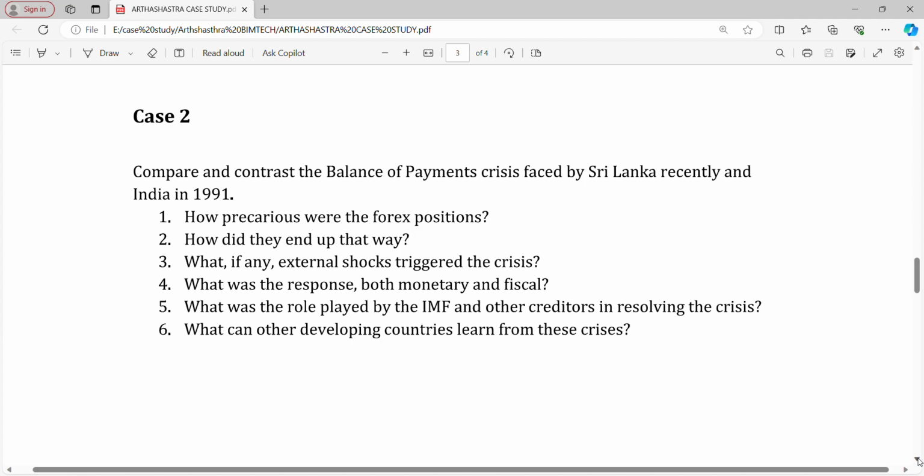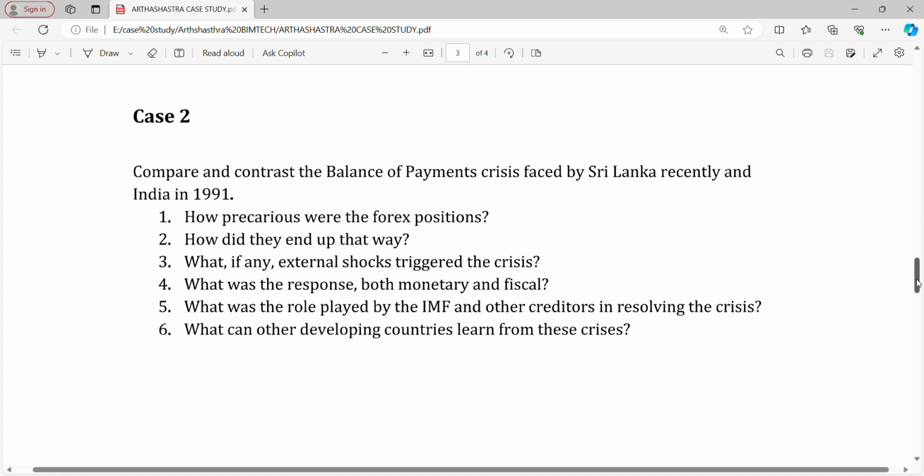What was the response? The fourth question, what was the response, both monetary and fiscal? Monetary means the policies implemented by the banks, and fiscal means the policies implemented by the government. Fifth, what was the role played by the IMF and other creditors in resolving the crisis? Sixth, what can other developing countries learn from these crises? The sixth question is something that we need to make from our analysis.